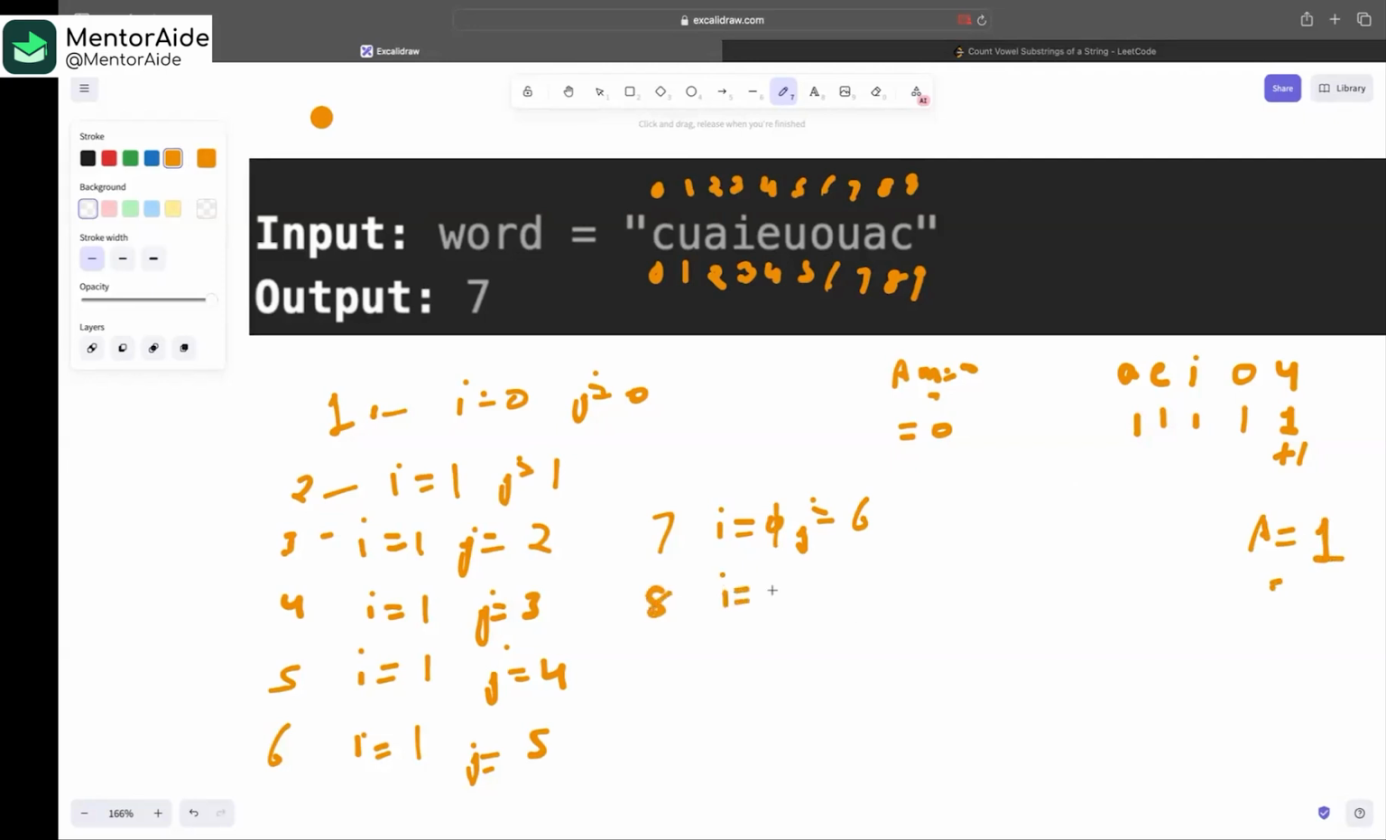I is again 1. J is 7. What is at 7? It is U. Increment, so again plus 1. And the count, which is equivalent to 3, gives an answer. And one more answer we have got. Plus 1 equivalent to 2. Next. I is still 1. J is 8. At 8 we have A. Basically it becomes 2. We have again found one more. We can say it is 3 now.